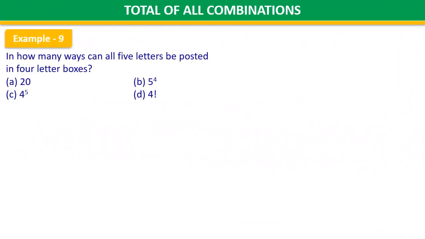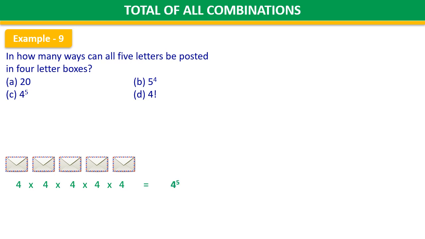Let us understand the next example where it is asked in how many ways can 5 letters be posted in 4 letter boxes. So like this, there are 5 letters, and to post every letter I am having 4 options available because there are 4 letter boxes. So first letter can be posted in 4 ways, second can be also posted in 4 ways, third can be also posted in 4 ways, and so on. So the total number of ways in which 5 letters can be posted is 4 to the power of 5.